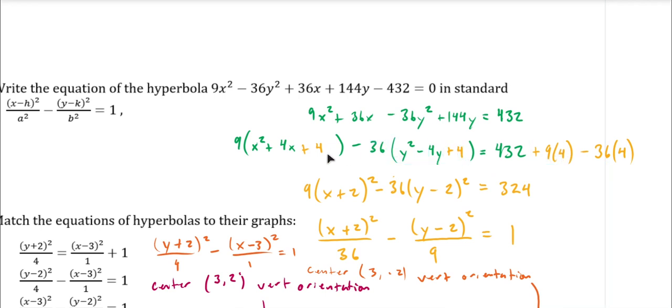Of course, I really added 9 times 4 and minus 36 times 4, so that's what I want to add to the other side to balance. Once I square this away, I get the following. But then dividing both sides by 324, we simplify to x plus 2 squared over 36 minus y minus 2 squared over 9 is equal to 1. This is our standard form of the equation.